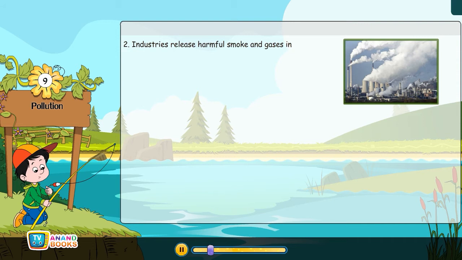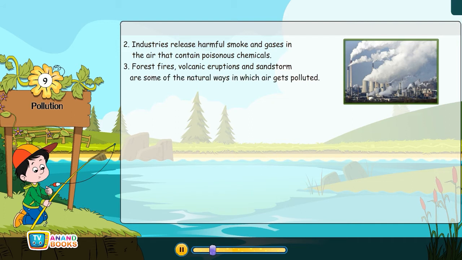Industries release harmful smoke and gases in the air that contain poisonous chemicals. Forest fires, volcanic eruptions, and sandstorms are some of the natural ways in which air gets polluted. Burning of firecrackers also harms the environment.